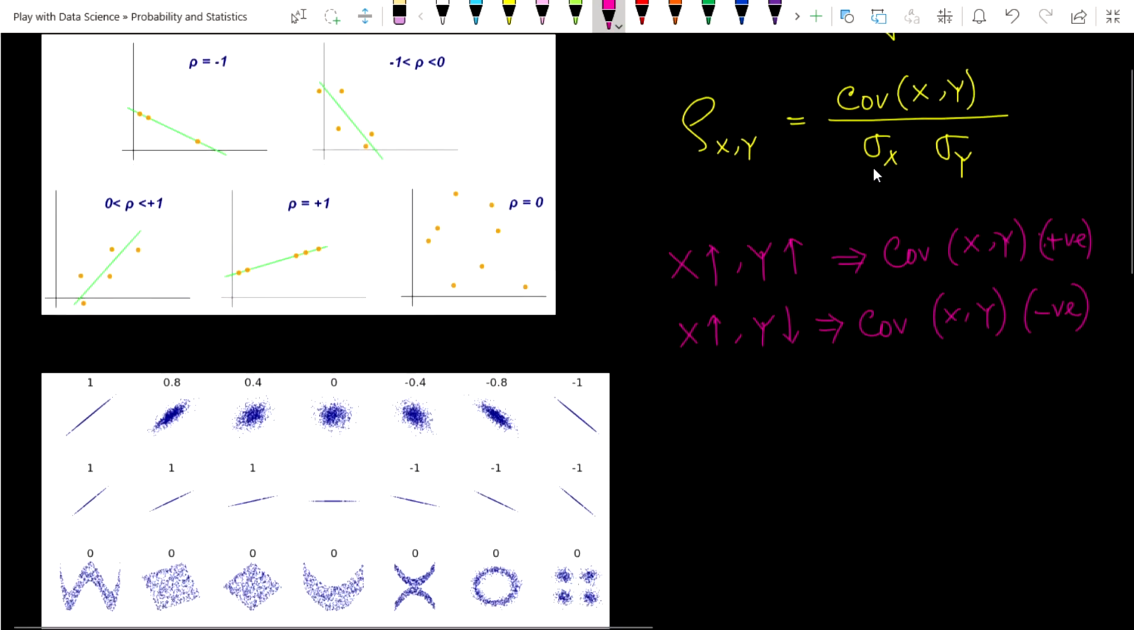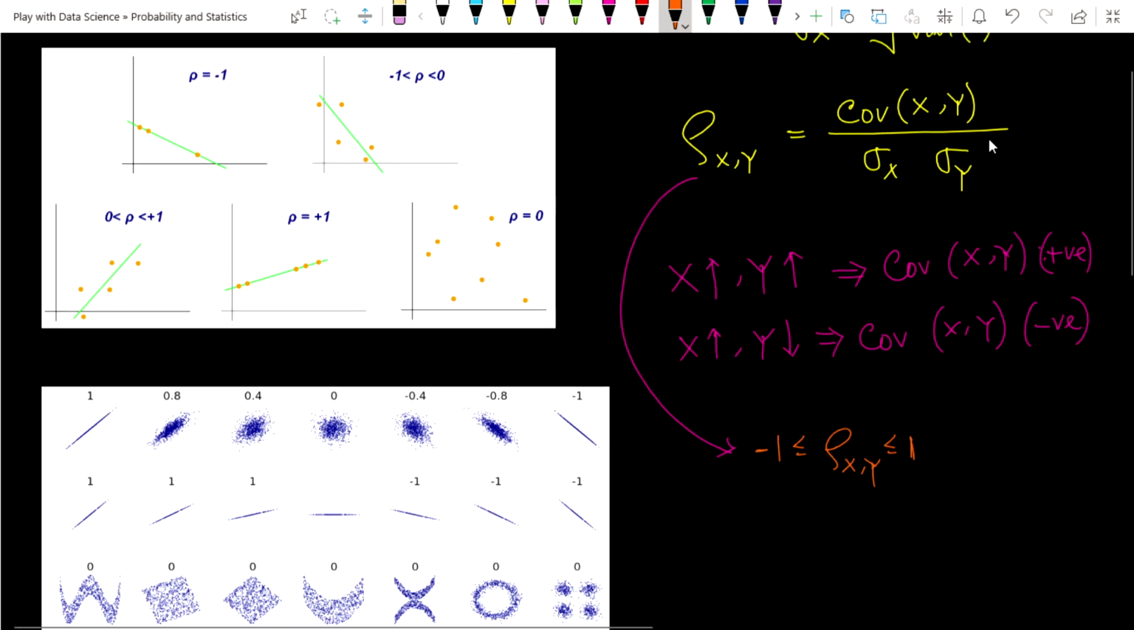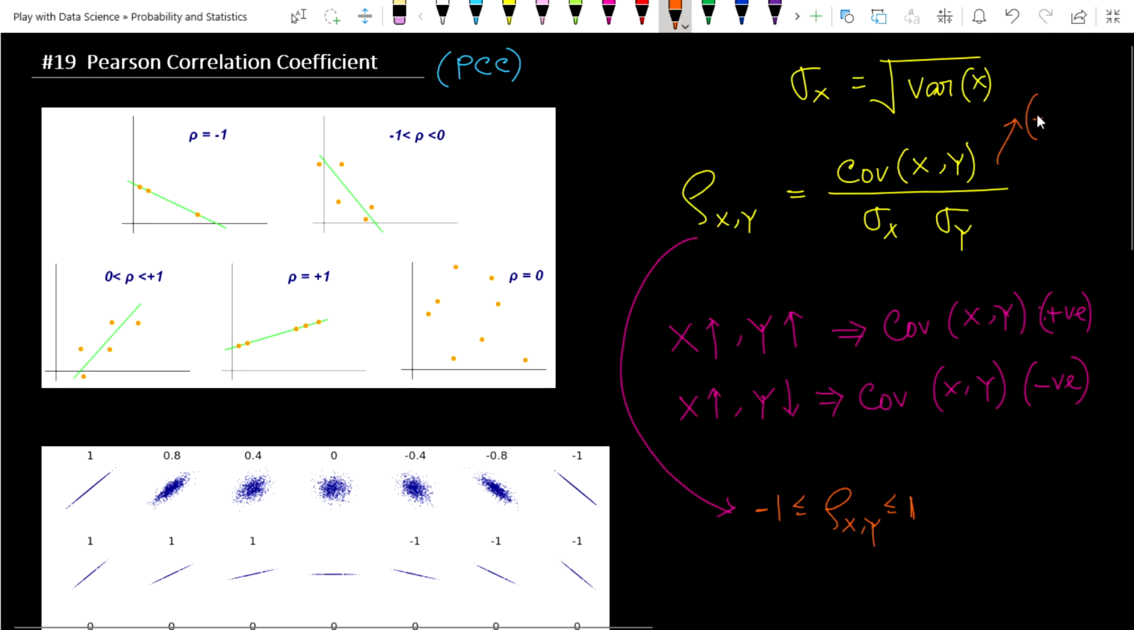Because we divided by the standard deviations, this value lies between a maximum of 1 and a minimum of -1. Sigma xy has a maximum value of 1 and a minimum value of -1. But the covariance of x and y lies from minus infinity to plus infinity. After dividing, we reach the bounded range.